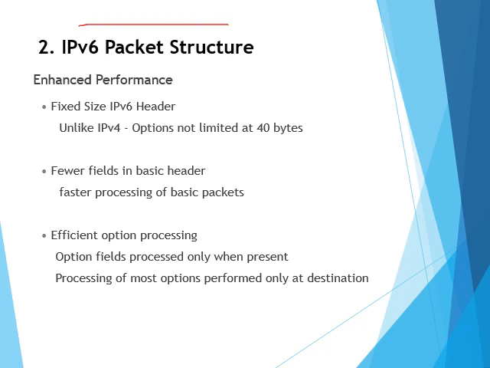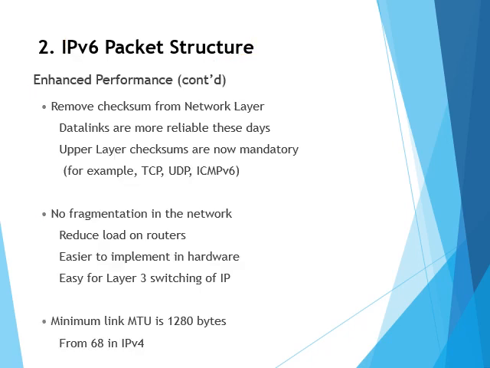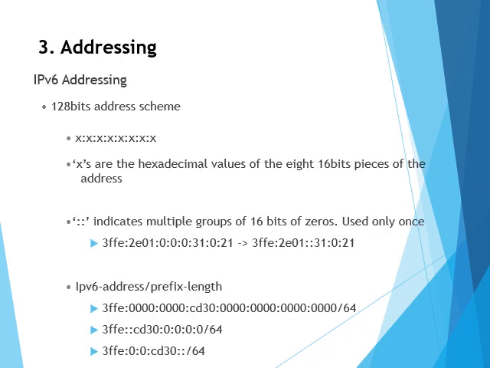Based on this IPv6 packet structure, performance is enhanced because it has a fixed-size IPv6 header and fewer fields in the basic header, so faster processing. Option processing is efficient: option fields are processed only when present, and processing of most options is performed only at the destination. Enhanced performance: the checksum is removed, there is no fragmentation in the network, and the minimum link MTU is 1280 bytes compared to 68 bytes in IPv4.